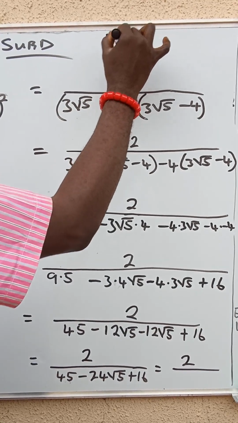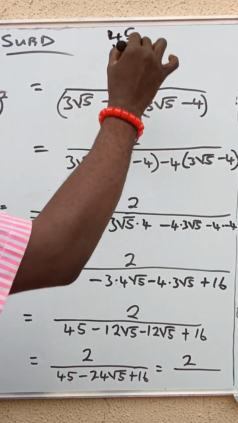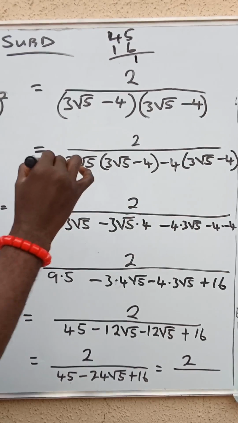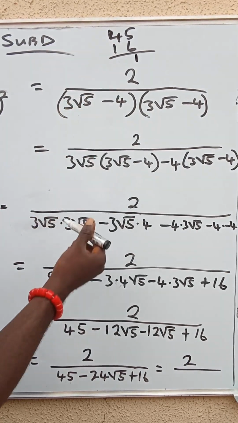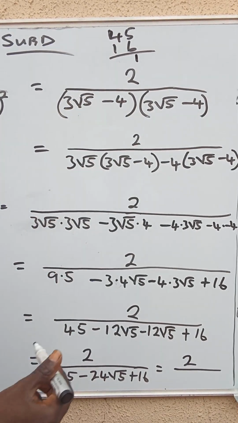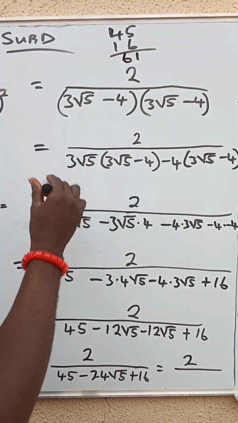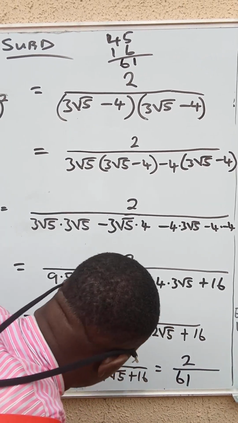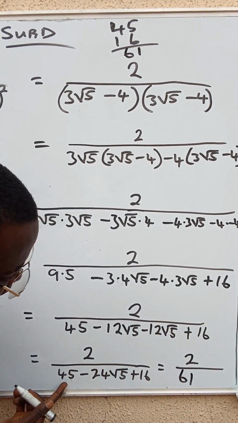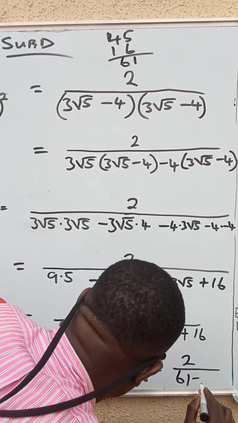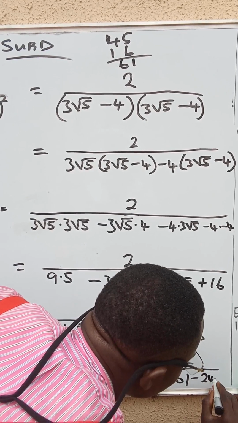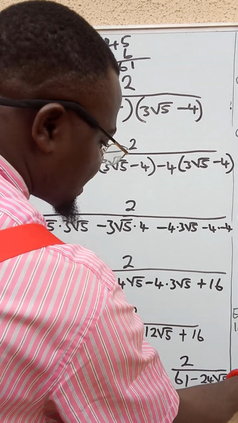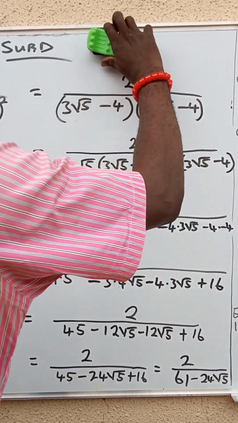45, 16. And we all know that 6 plus 5 is 11. 1 carry 1. 4 plus 1 is 5. Plus the one I carry, it will be 61. Good. So what I now have here is 61. That is 16 plus 45. Then minus 24 root 5. Yes. This is what we'll be carrying from here before we wipe the board.